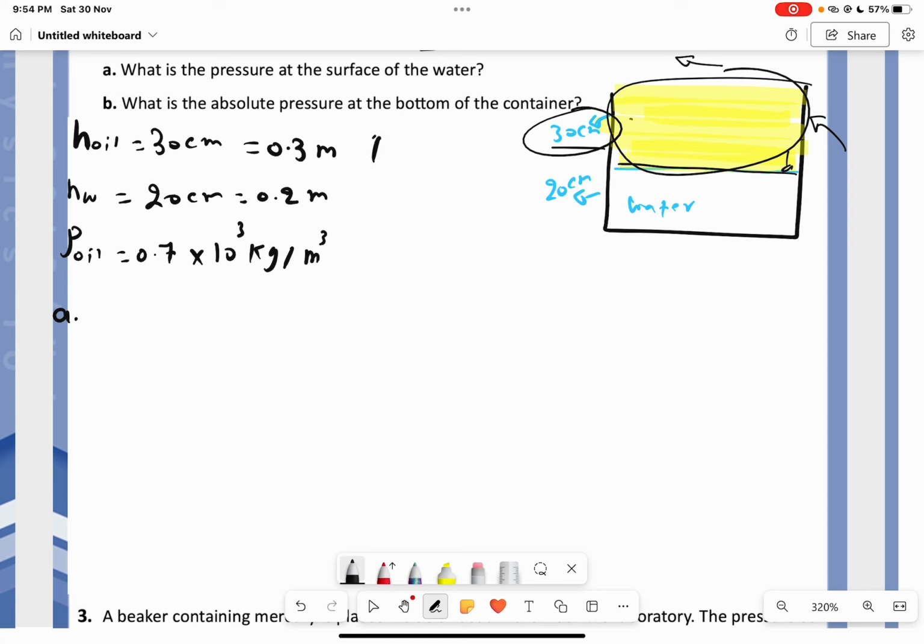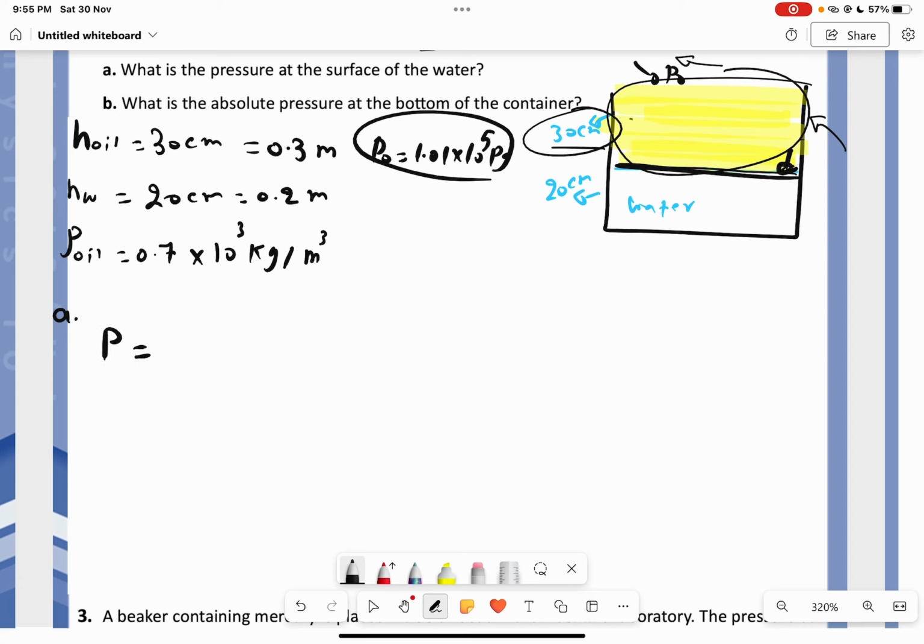Okay, so you need what? You need atmospheric pressure too, which is equal to 1.01 times 10 to the power of 5 Pascal. So the pressure that the oil is exerting, careful, it says the pressure at the surface of the water. As you know, you have a 30 centimeter thick layer of oil on top of water. It's exerting the pressure, and you also have what? You also have P naught, which is the atmospheric pressure, which is also exerting a pressure on top of the surface of the water.